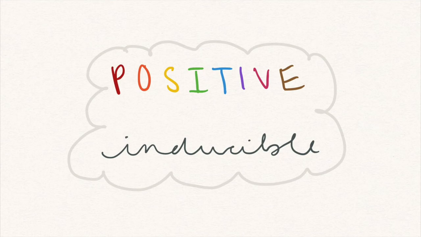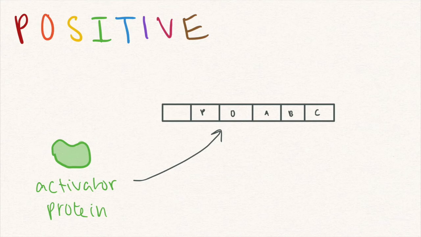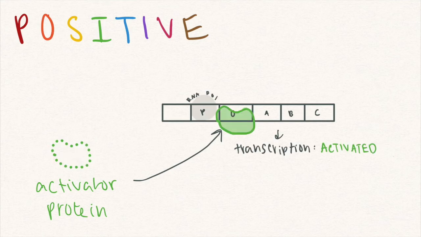These 2 words, positive and inducible, let you know what is happening to transcription. In prokaryotic gene regulation, positive and negative tells you what happens to transcription in the presence of a regulatory protein. When an activator protein is bound to the DNA, transcription is activated, and this is known as positive control. The place the protein is bound to is known as the activator binding site.